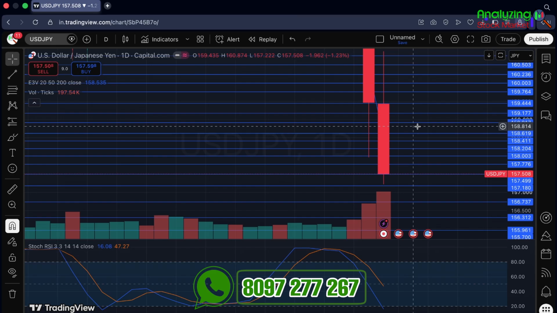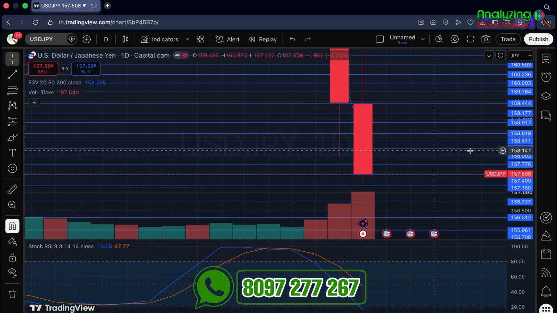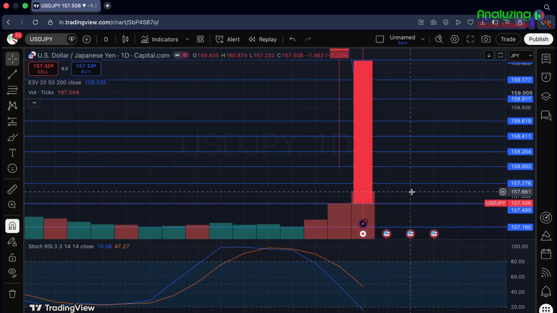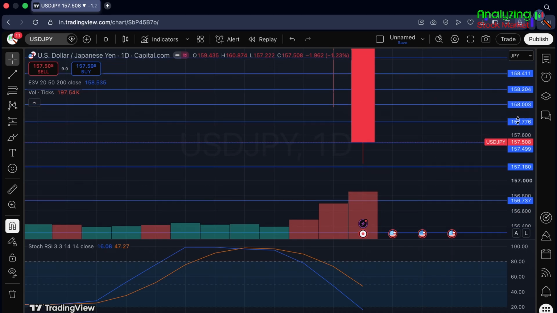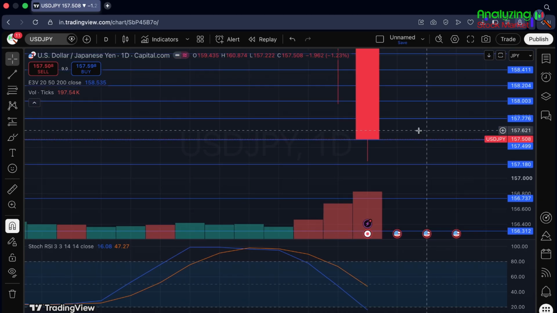So now let's talk about my opinion. Before that, let's talk about the closing first. Here 157.508 is the closing. The direct support is 157.499 and the direct resistance is 157.776. After the direct support, there is a support of 157.180 and then 156.737. After the direct resistance, there is a resistance of 158.003 and then 158.204. So these are important support zones and resistance zones which will help you to take better stop loss and target levels according to your bias for this week.